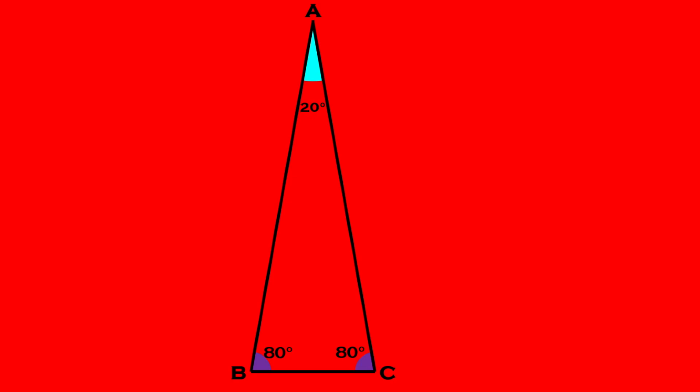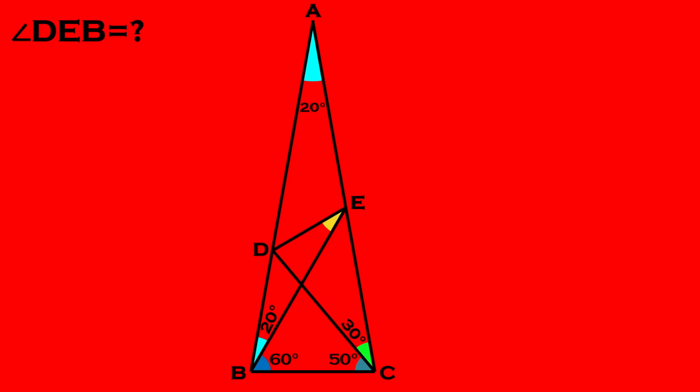apex angle 20 degrees. We form segment BE such that it divides one of the base angles into 20 and 60 degrees. Then form CD such that it divides the other base angle into 30 and 50 degrees. Construct DE, and the question is to find the yellow angle.